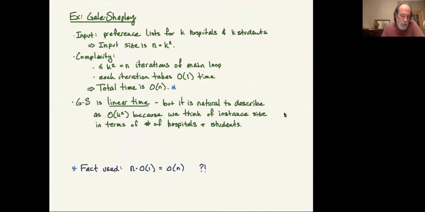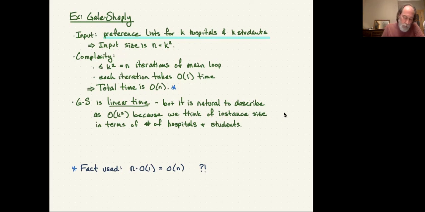Okay, so quick example: Gale-Shapley. People often read this name wrong, and sometimes it's easy to write it wrong too without noticing. So, Gale-Shapley, what's the input? The input is preference lists for K hospitals and K students. I changed my variable there from N to K, because N normally is the input size, but the number of hospitals and students isn't the input size for Gale-Shapley.